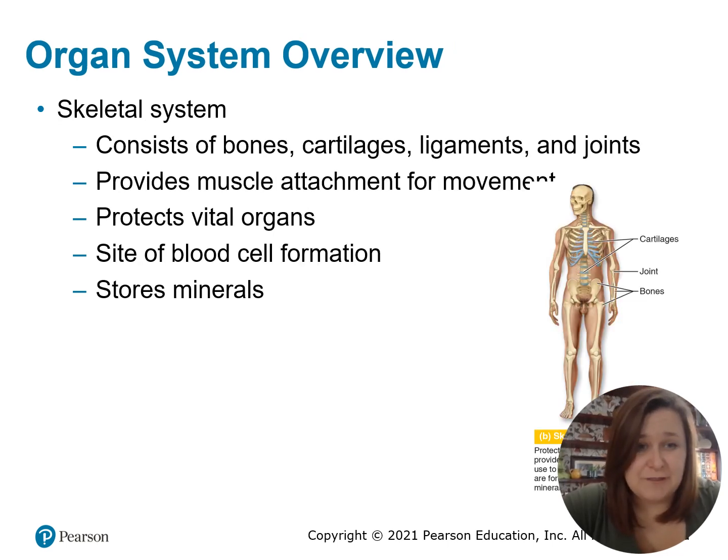Our next system we're going to cover is going to be the skeletal system. That's going to consist of our bones, cartilage, ligaments, and joints. The purpose of the skeletal system is going to be to provide muscle attachment points. Those muscles are going to act like levers to help our body move around. It is going to help protect our vital organs in some cases, like how our rib cage wraps around and protects our heart and lungs. It is also going to be the site of blood cell formation that takes place in our spongy bones.